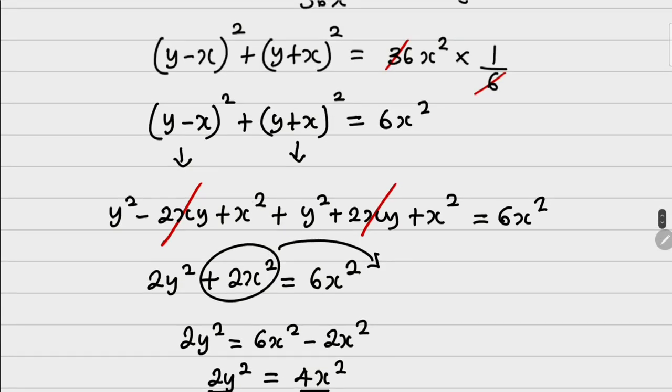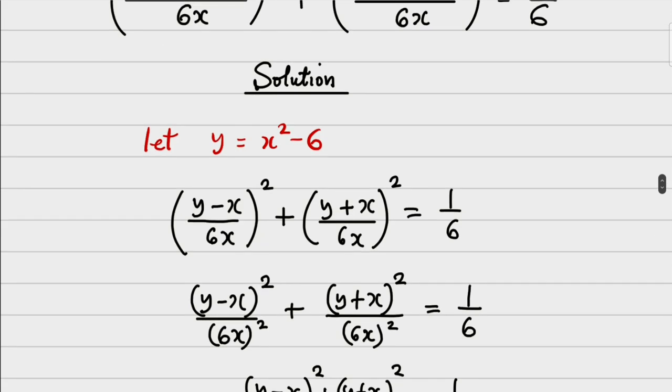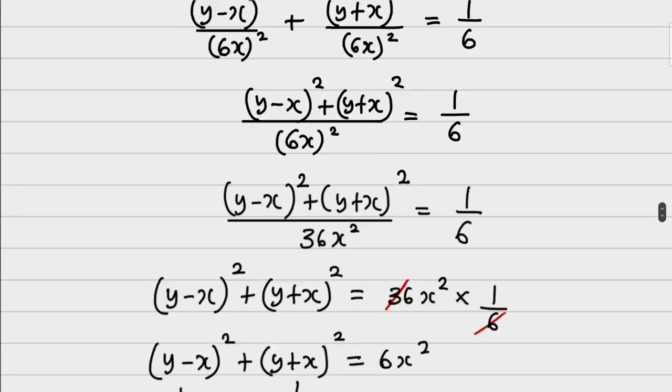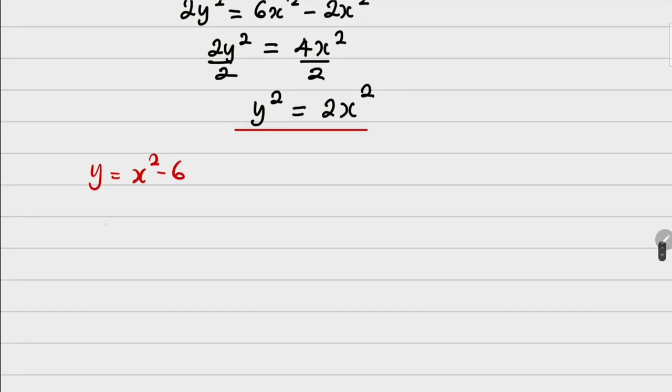Okay, now let's come back to this. From the beginning, can you see it in red ink? y is equal to x squared minus 6. So we know that y is equal to x squared minus 6. Do you know that I can have it as x squared is equal to y plus 6? Yeah, I can actually have it this way.